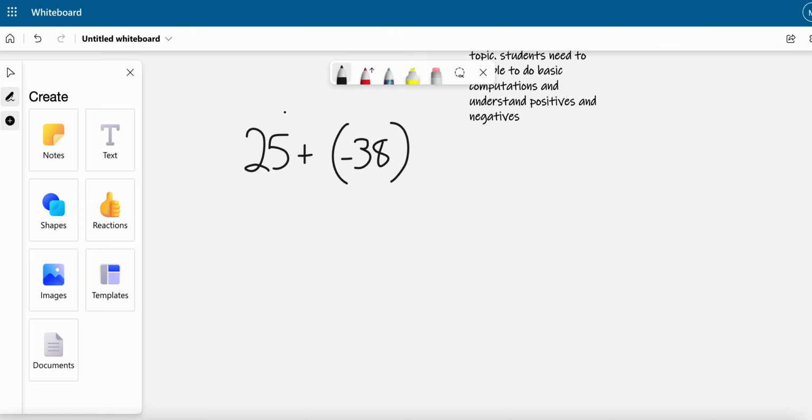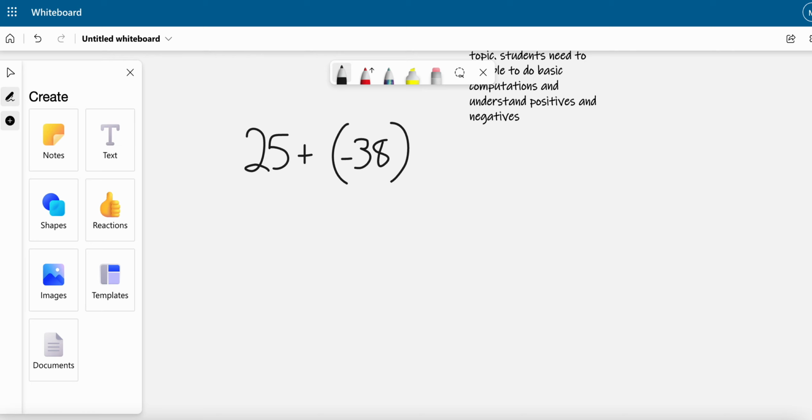As far as conceptualizing the process of finding the sum without using manipulatives, I'll sometimes say to a student, imagine you owe $38 here, negative 38, but then you pay back 25. How much do you still owe? And then that gets into the process.